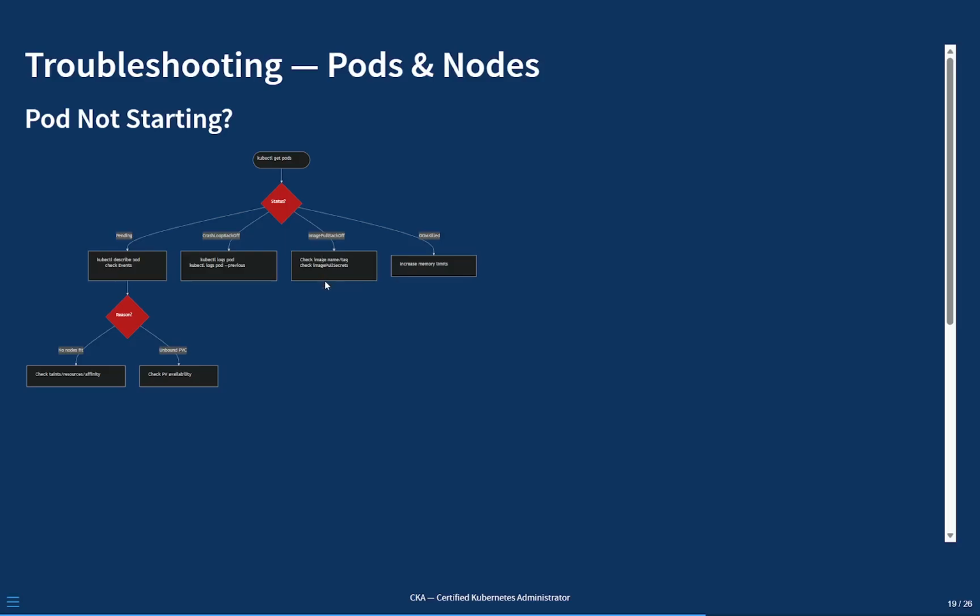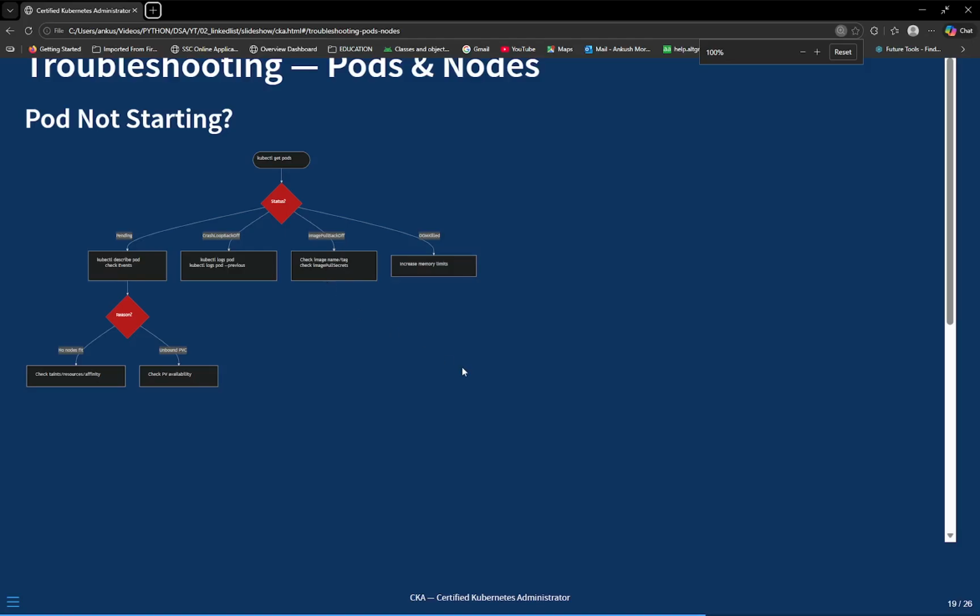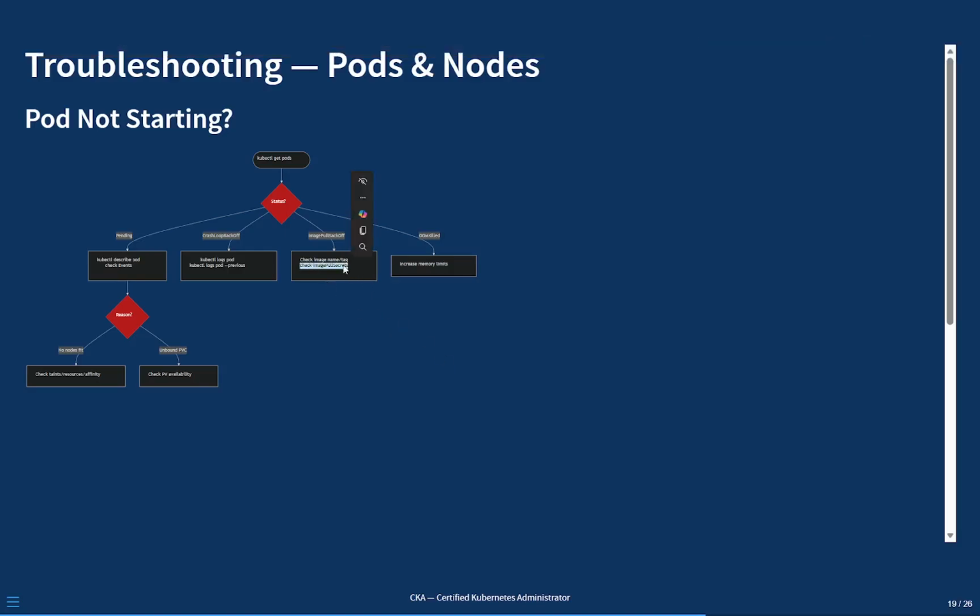ImagePullBackOff means the container runtime can't pull the image. Check the image name and tag for typos, and check whether the pod needs an image pull secret to authenticate with a private registry. OOMKilled means the container exceeded its memory limit and was killed by the kernel. The fix is to increase the memory limit.